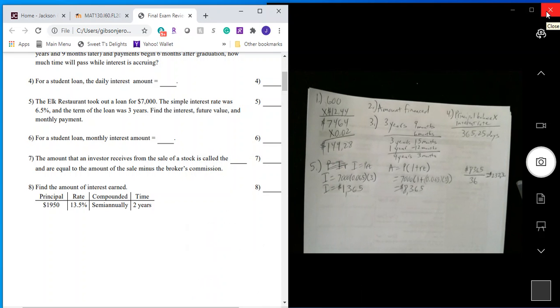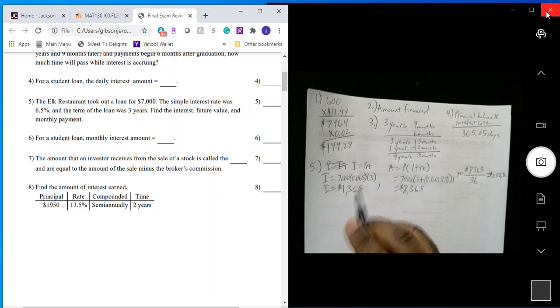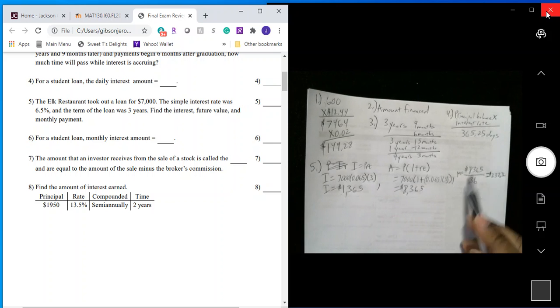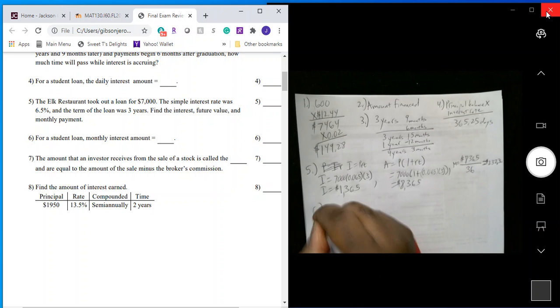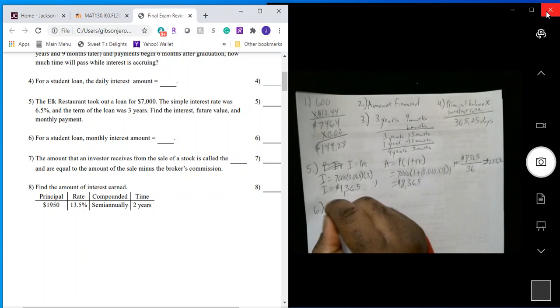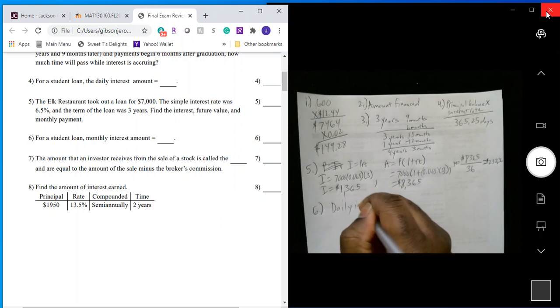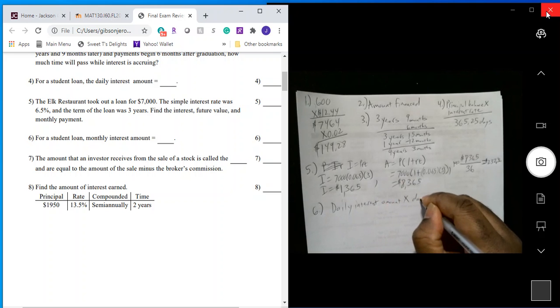So that is the final answer. So that's the monthly amount. I'll just put an M here. So you have the interest, the future value, and the monthly amount. And that takes care of problem number 5. Problem number 6, for a student loan, monthly interest amount is equal to the daily interest amount times the days in a month.